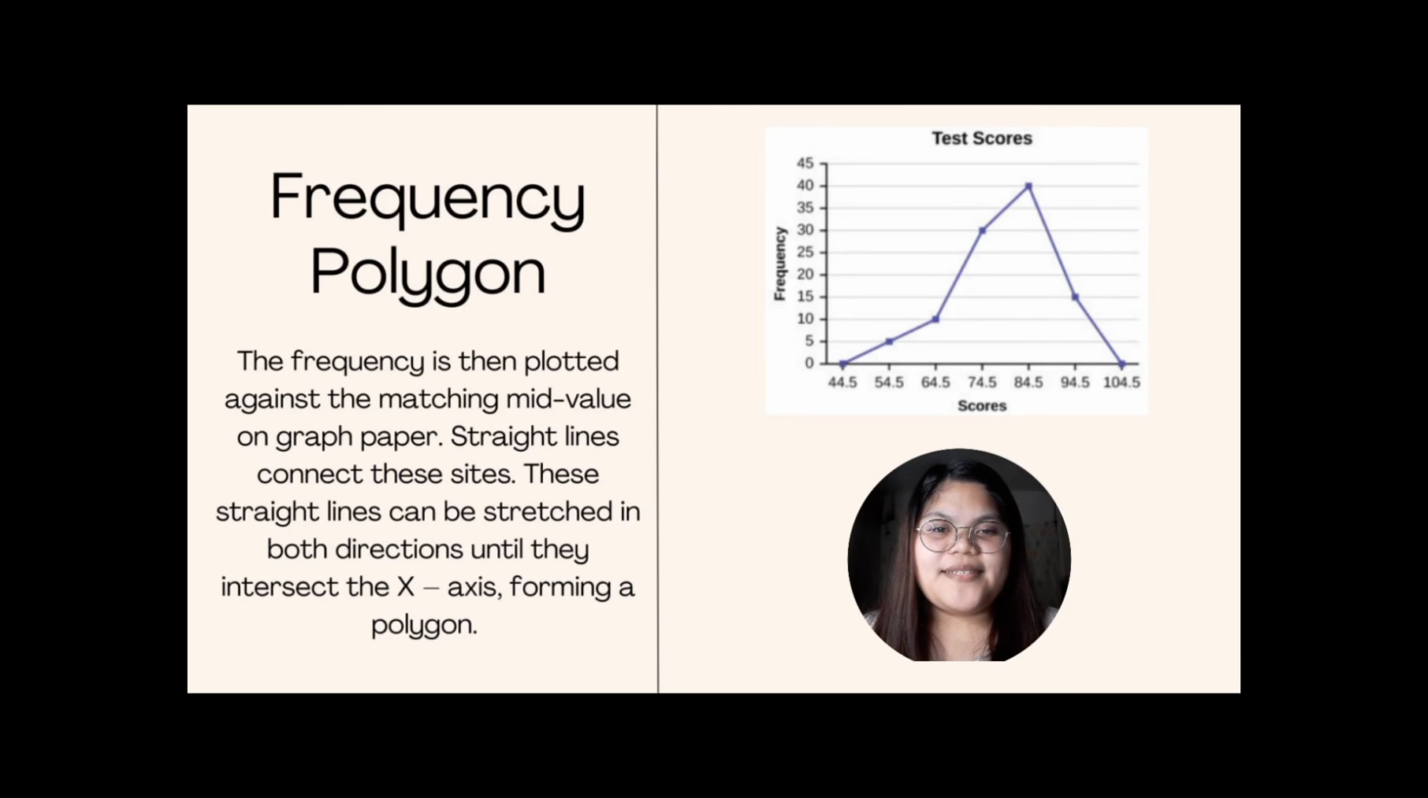Hi, my name is Claire August, and today I will show you how to create a frequency polygon. So a frequency polygon is plotted against the matching mid-value on graph paper. Straight lines connect these points. This straight line can be stretched in both directions until they intersect the x-axis, forming a polygon. And now I will show you how to create a frequency polygon.